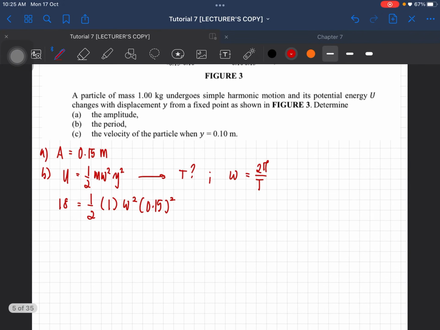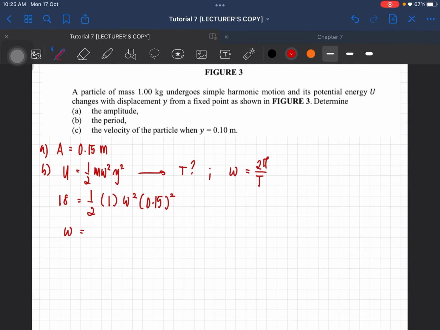Alright, so from here you will get the angular frequency to be equal to 40 radian per second. So substitute that into here. You will get that the period is equal to 0.16 seconds. So the period is done, just like that.